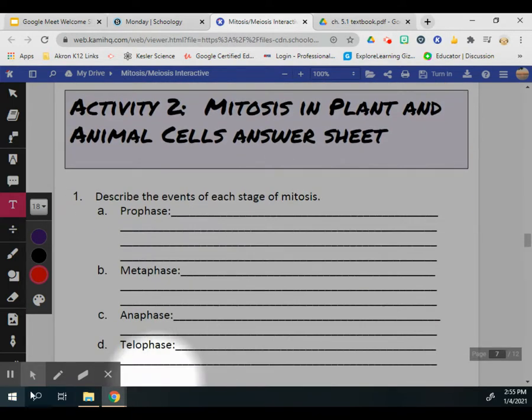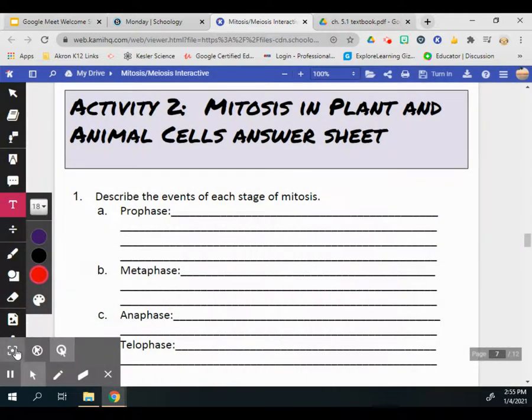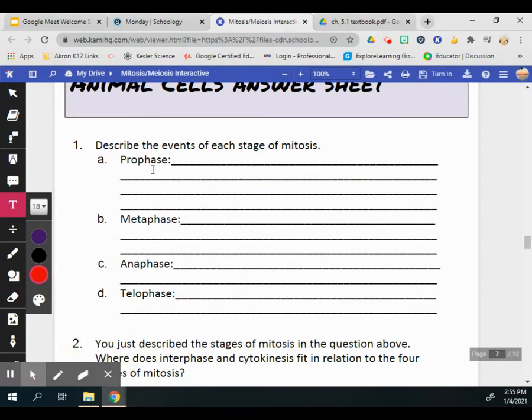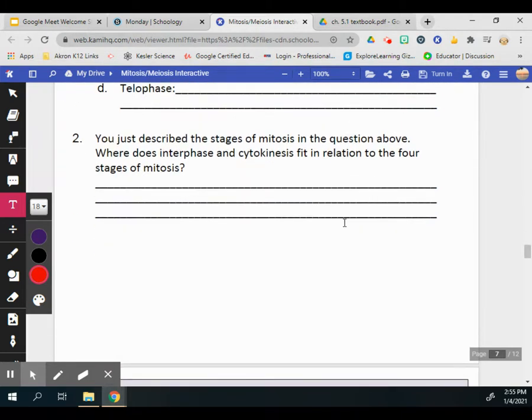And now we have some questions to answer. You're going to describe the events in each of the stages of mitosis. Kind of just went through that in breaking down what each of the cells are doing. So you can go back and listen to what I was explaining and how I was identifying each of the images, and you can write in what's going on with the chromosomes in each of those stages.